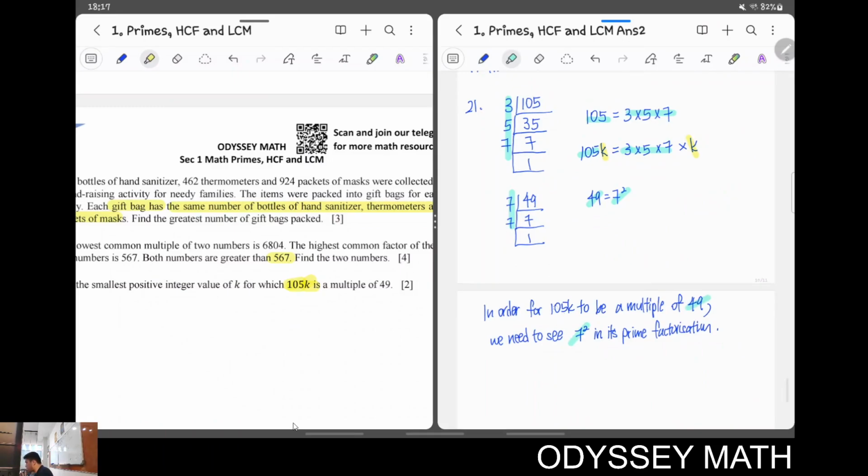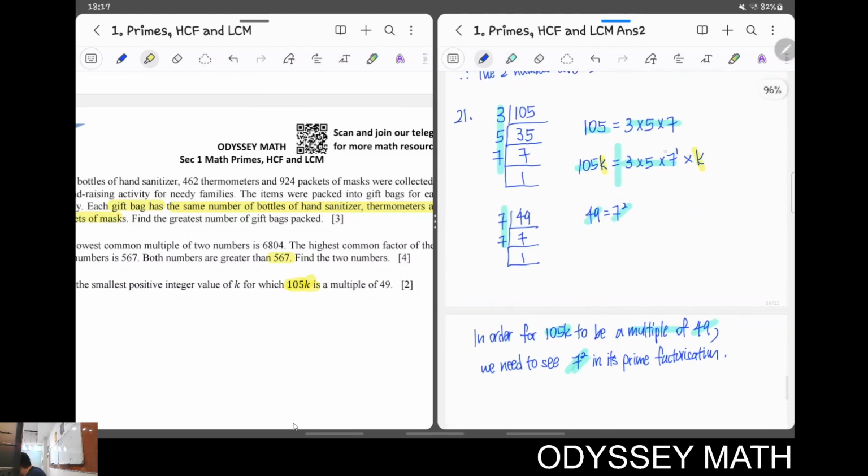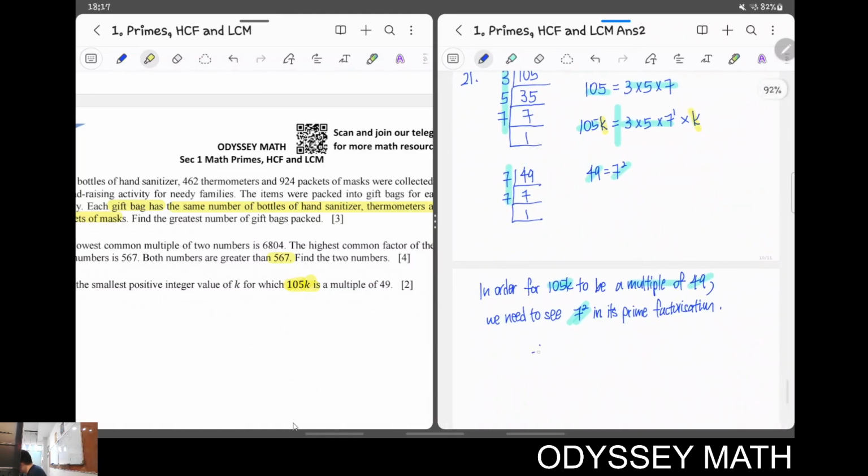For 105k to be a multiple of 49, you need to see 7 to the power of 2 in this prime factorization. So we have over here, this is 7 to the power of 1, right? So like I said just now, we need to see 7 to the power of 2 in the prime factorization. We have 7 to the power of 1 here. How do we get from 7 to the power of 1 to 7 to the power of 2? Then we need k to be 7, no? So therefore, k equals 7.